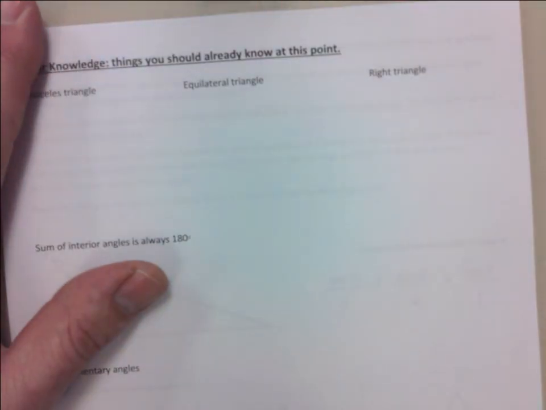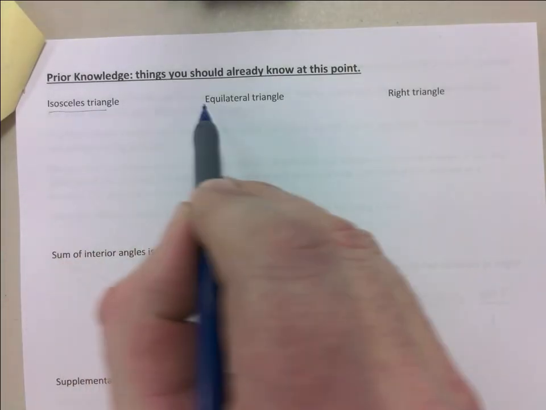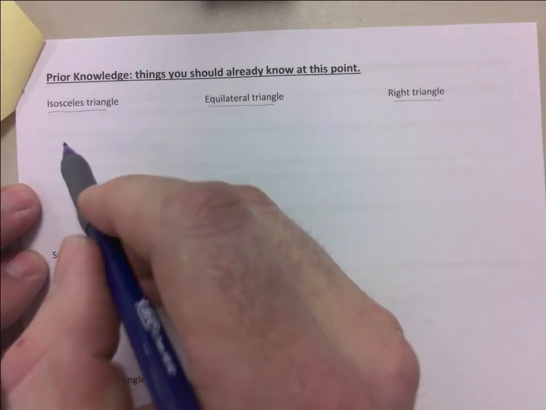Let's go into some review stuff. A lot of this is review at first. Hey, you have the booklet? Oh, yeah. Okay. So we've got 3 types of triangles, mainly. Make sure you write this down.